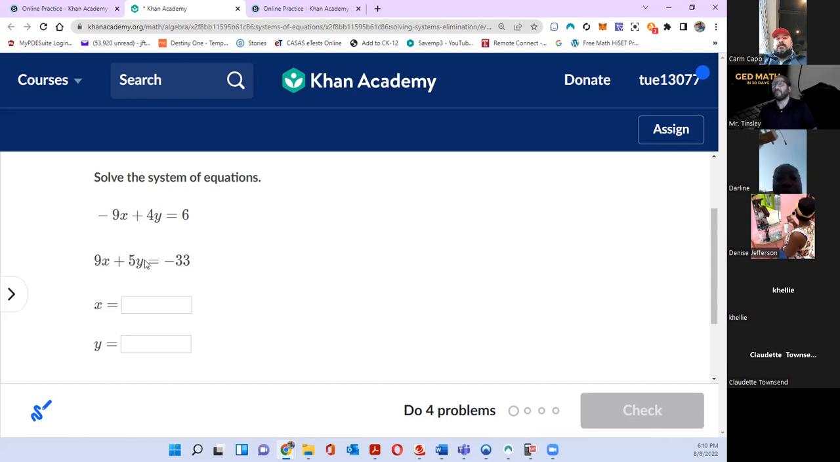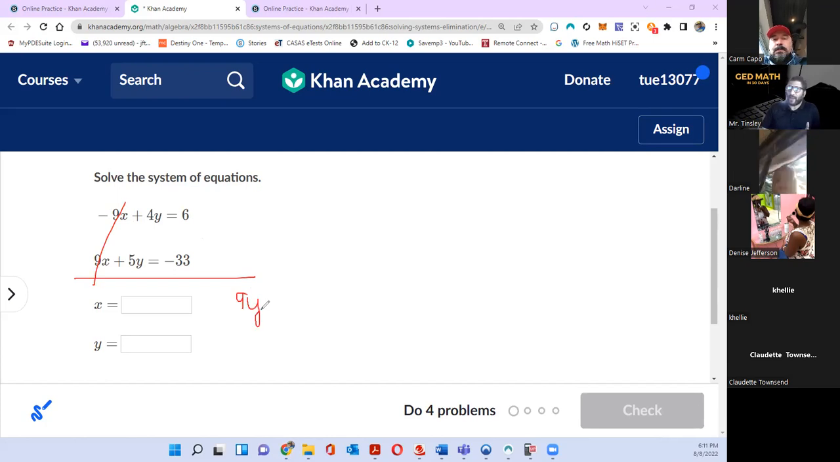They're asking you for x and y. Well, that's true. I noticed that you can cancel the negative 9 and the positive 9. So what you should see right away is that the 9s are already opposite, canceling each other out. So all you've got to do is combine these equations. 5y plus 4y is 9y, and 6 and negative 33 is negative 27.